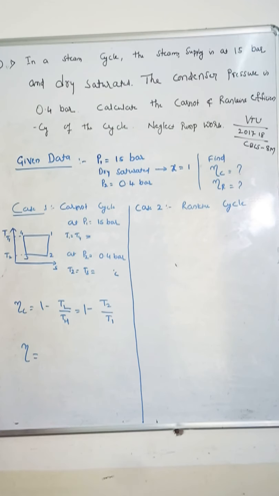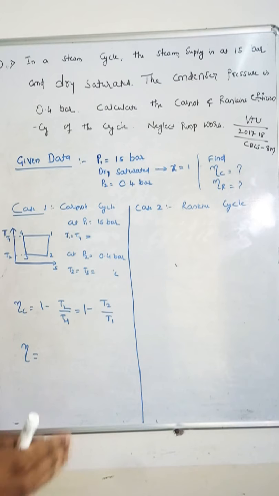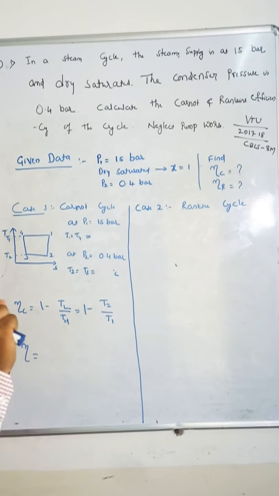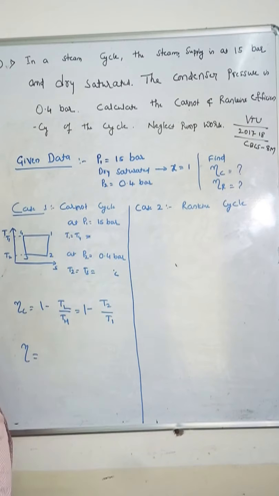Calculate the Carnot and Rankine efficiency of the cycle, neglecting the pump work. So there is no need to calculate the pump work. So what all things has he given? He has given the steam supply. Where is steam actually supplied? To the turbine. So turbine means it is condition 1. So turbine inlet condition is 1, turbine exit condition is 2. So inlet condition is P1.